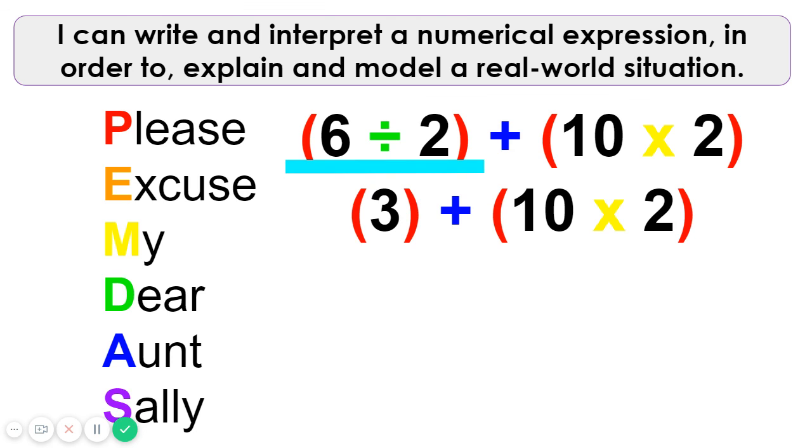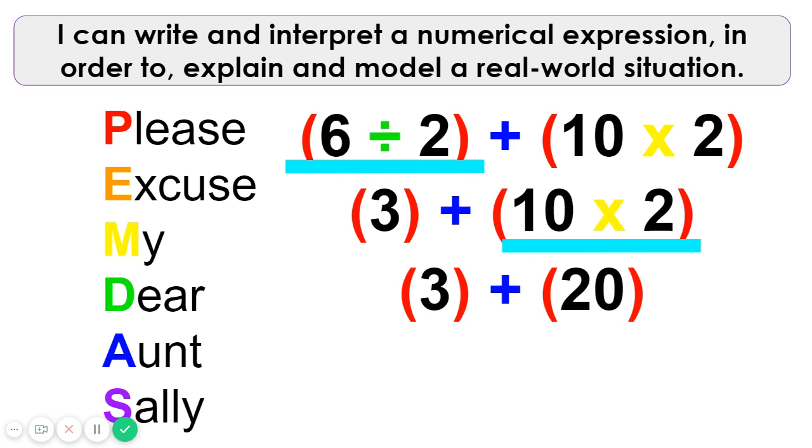So moving left to right, I still have parentheses, so I have to solve 10 times 2. And now my problem reads 3 plus 20. That's the last thing I have to solve. So my answer is 23.